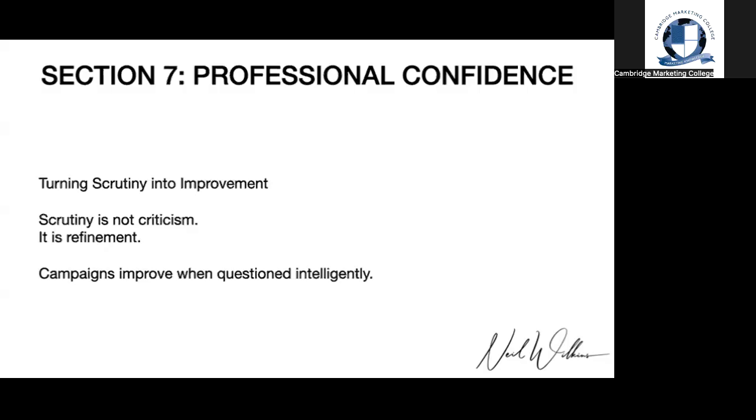Campaigns improve when questioned intelligently. So even if you think, oh, it's a bit of a dumb question, why would you ask me that? It's my responsibility to do that. I'll deal with it. That's actually quite defensive. And that's probably not really picking up the actual intent that came through from being challenged, because probably the intent that came through was lack of understanding.